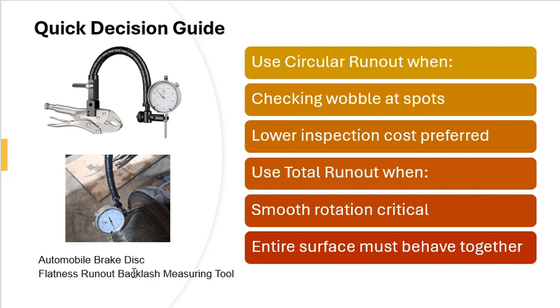So, automobile brake disc. I'm showing you the flatness or runout backlash measuring tool right there, like this. You just clip this one somewhere on the car and then gauge this. We usually use a circular runout, checking the wobbliness at spots on the disc, to lower the inspection cost. That's preferred, of course, so we don't have to pay that much. This type of setup definitely lowers the inspection cost. Use a total runout when you want to gauge the smooth transition. Your entire surface must behave together.